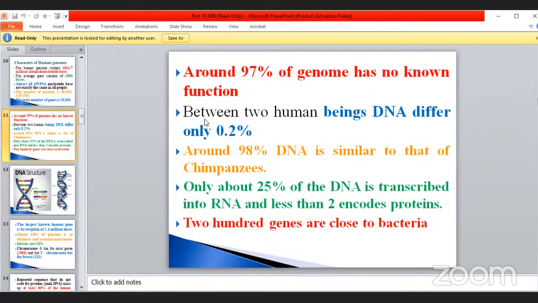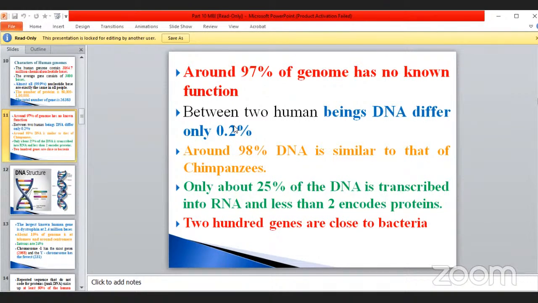Take an example between two human beings: the DNA differs only 0.2%. Note it down, my dear students. This is very, very important. So 97% of the genome is unknown, right? 3% is the only known part. Okay, you have to calculate that. Comparison between the nearest persons: take an example of two human beings. The DNA differs only 0.2%. This is very, very important.